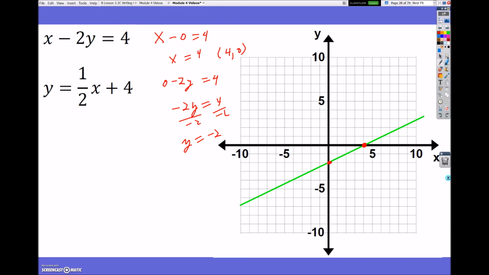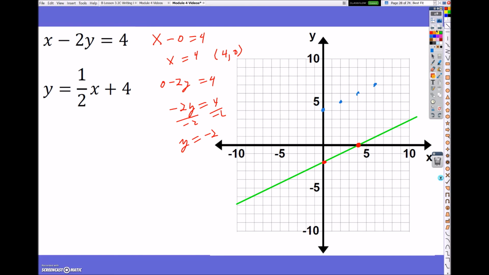All right, so now the next one, I want to look for my y-intercept. And it's already in slope-intercept form, so it's up positive 4. And then I just do my slope, up 1 over 2, up 1 over 2, up 1 over 2, and so on and so forth. And I can draw these lines and see where they intersect.